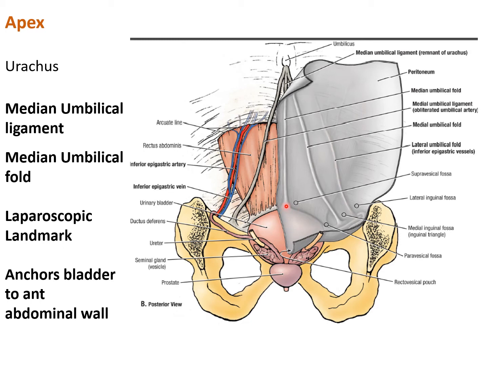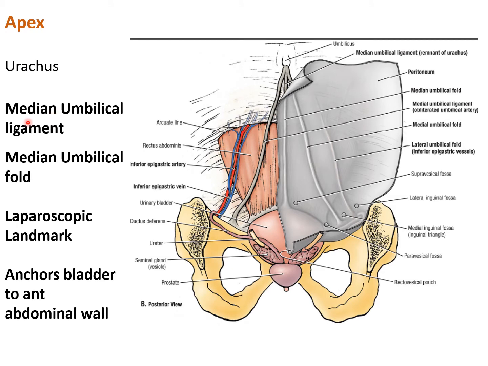This is the apex of the urinary bladder, and from the apex you can see a structure which is continuing towards the umbilicus. This is the urachus. The urachus is the remnant of the allantois, what you studied in embryology. Go back, revise, and then you'll be clear about it.